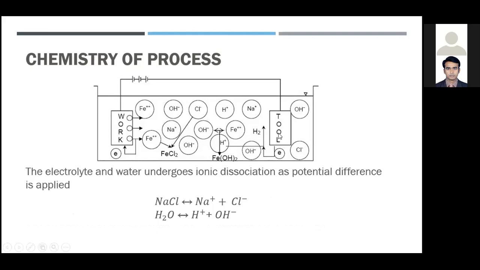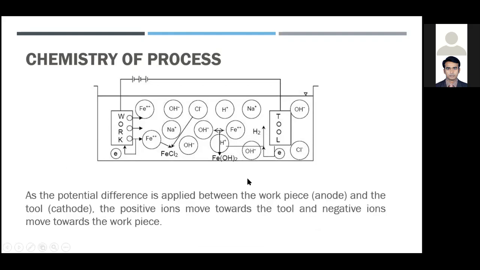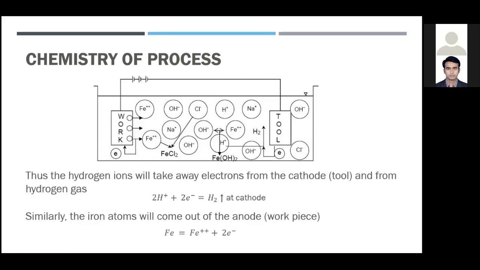The electrolyte, that means sodium chloride and water, dissociates like sodium chloride as sodium plus ion and chloride ion, and water as hydrogen ion and hydroxyl ion. When the potential difference is applied between the workpiece, that means the anode, and the tool, the positive ions move towards the tool, and the negative ions move towards the workpiece.